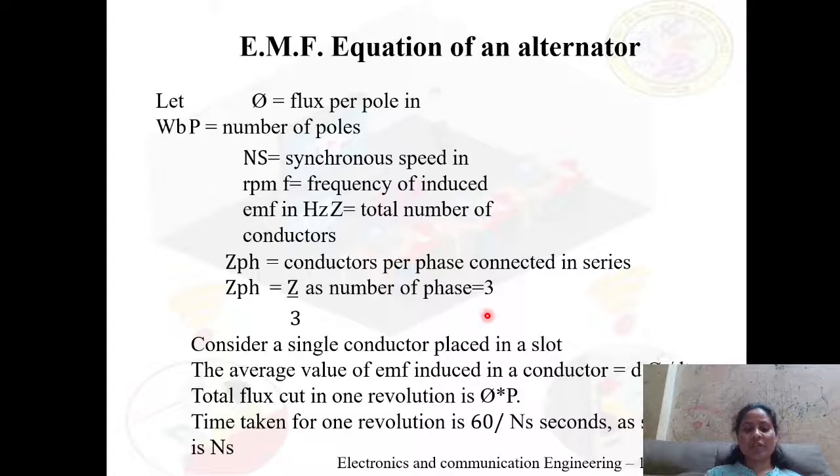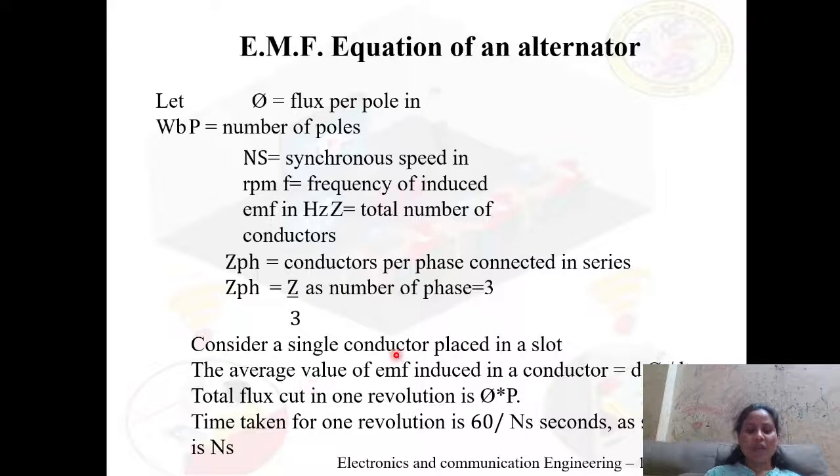Since there are three phases, the number of conductors in each phase can be calculated as ZPH, which is Z by 3. Z, the total number of conductors, divided by 3, since there are three phases, will give us the number of conductors in a single phase.